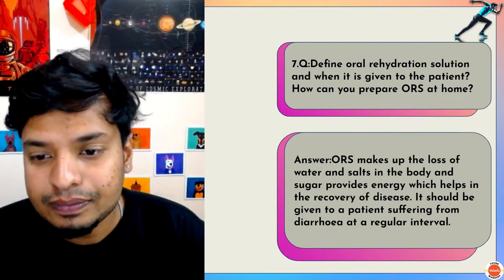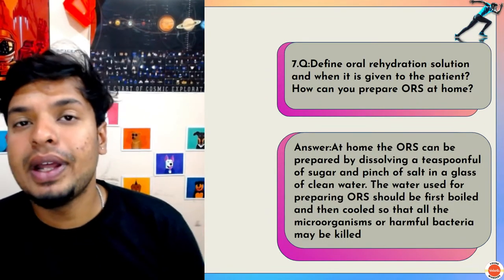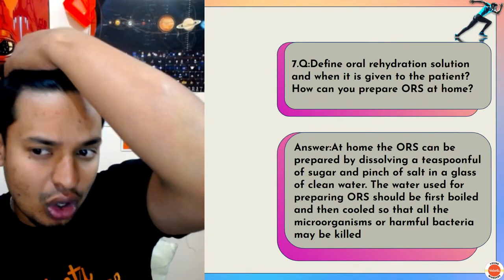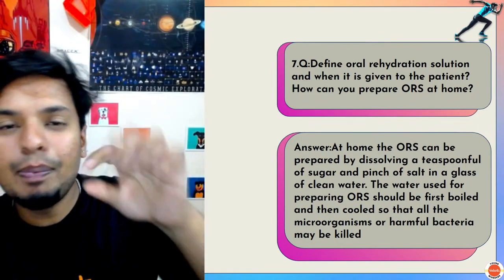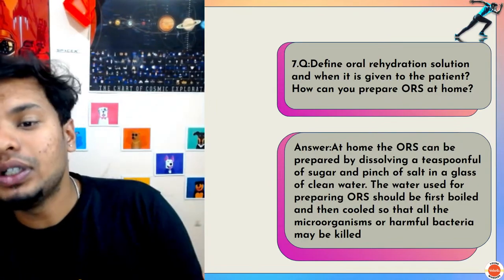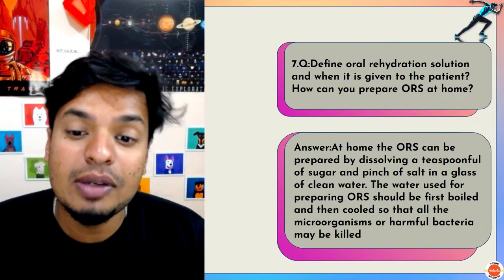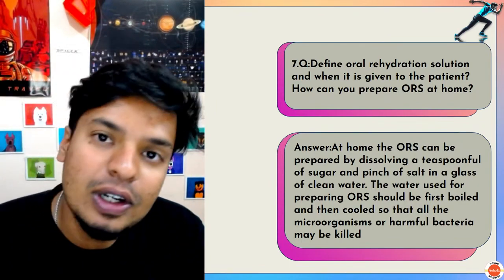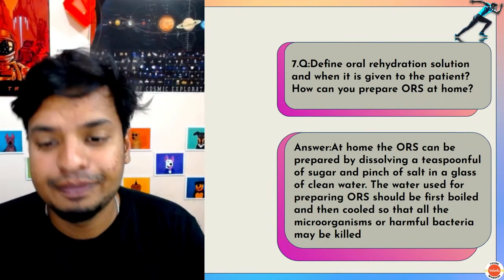Okay. Now, how do you prepare it at home? ORS can be prepared by dissolving a teaspoonful of sugar and a pinch of salt in a glass of water. The water used for preparing ORS should be boiled and cooled so that all the microorganisms are killed.